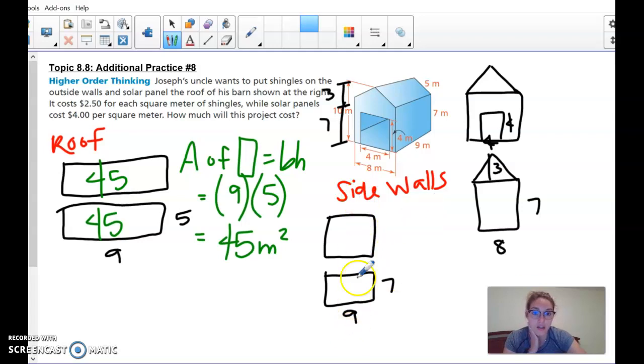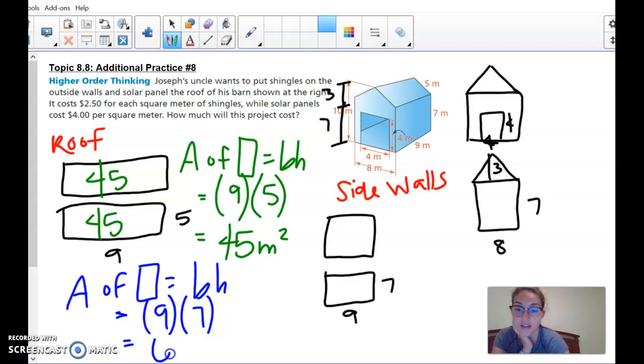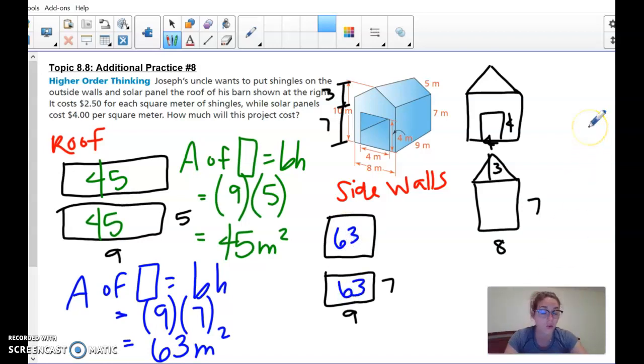And then I want to look at finding the area of these side walls. So side walls are rectangles also. The area of a rectangle would be base times height. So that's going to be equal to 9 times 7. 9 times 7 is 63 meters squared. So that means that this rectangle right here is 63. This rectangle right here is 63. Right, I've already found 4 of my areas out of my 6 total that I need to find.